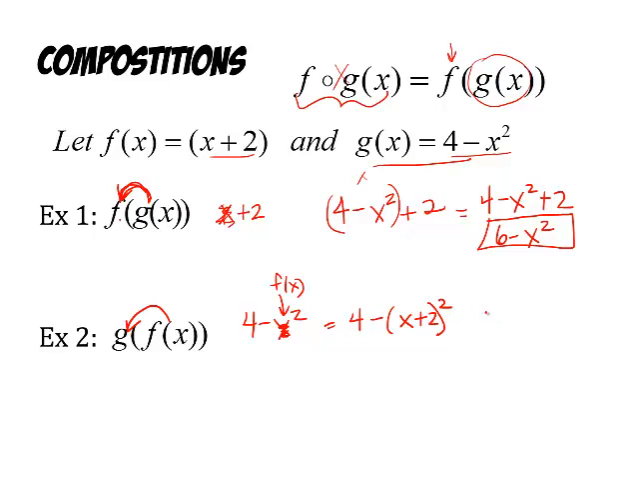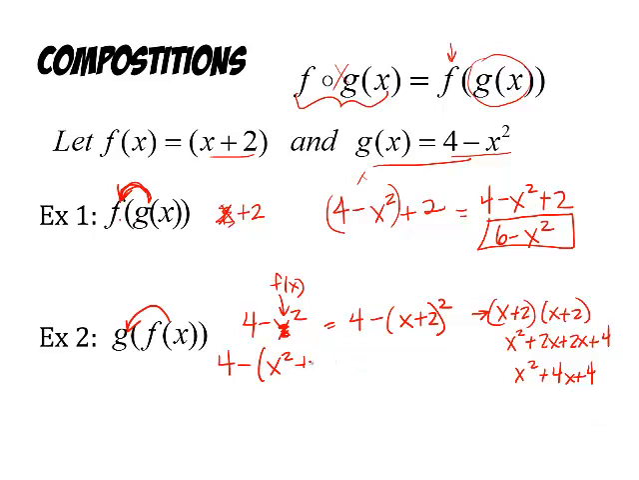Now, be careful. x plus 2 squared is not x squared plus 4. It is x plus 2 times x plus 2. So I do FOIL or box. And when I finish it, I have x squared plus 4x plus 4. That's what x plus 2 squared is. So now if I take what I have, 4 minus all this multiplied out: x squared plus 4x plus 4.